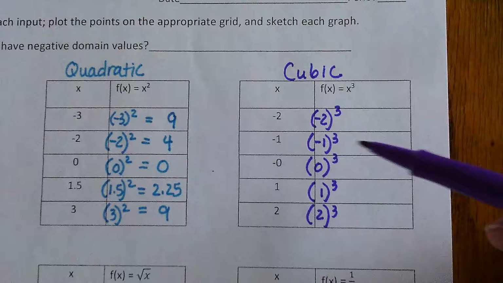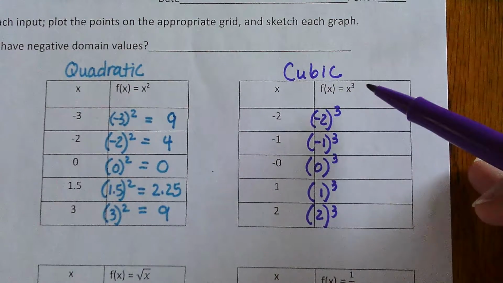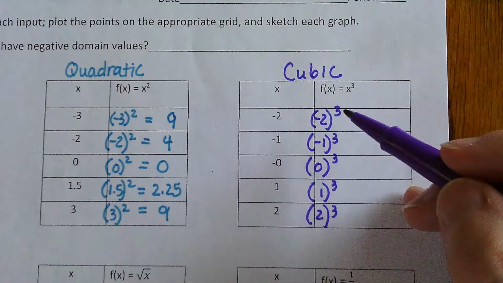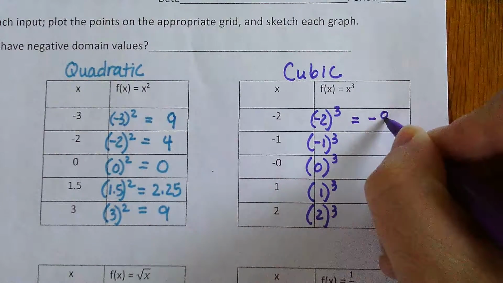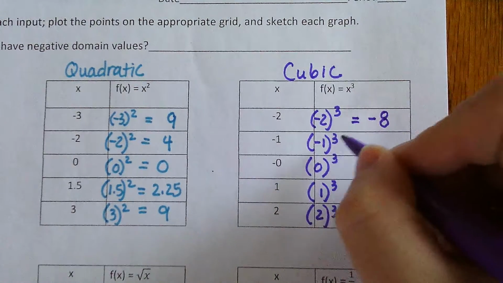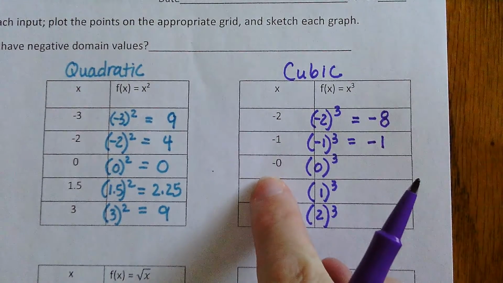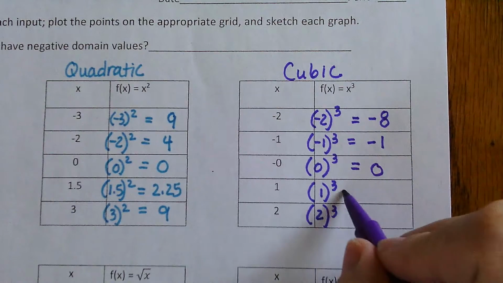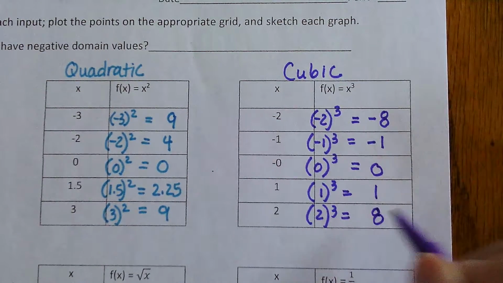Similarly, when you take a look at this cubic function for the third one, you'll see x cubed here. And when you put this in parentheses, you're doing -2 times -2 times -2. That's going to give you a -8. -1 times -1 times -1 gives you a -1. This says -0. That's a typo. That's silly. There's no such thing as a -0. 1 cubed is 1, and 2 cubed is 8.